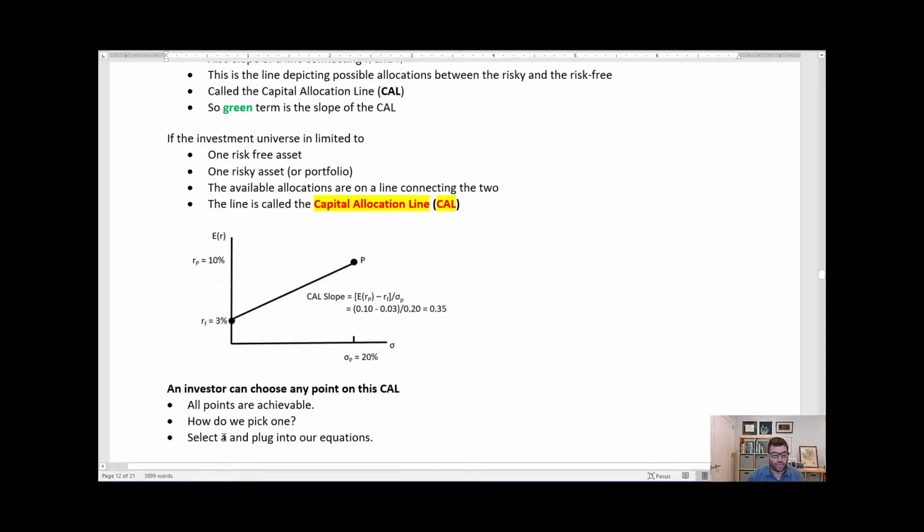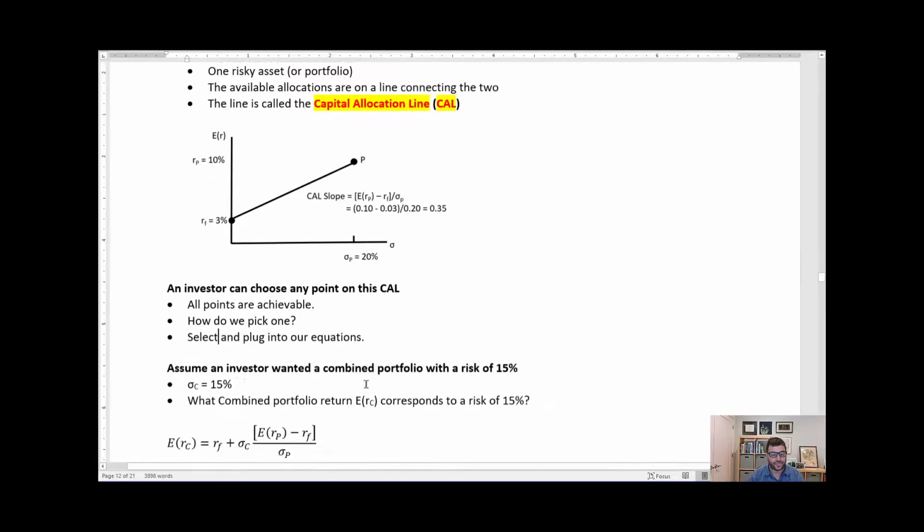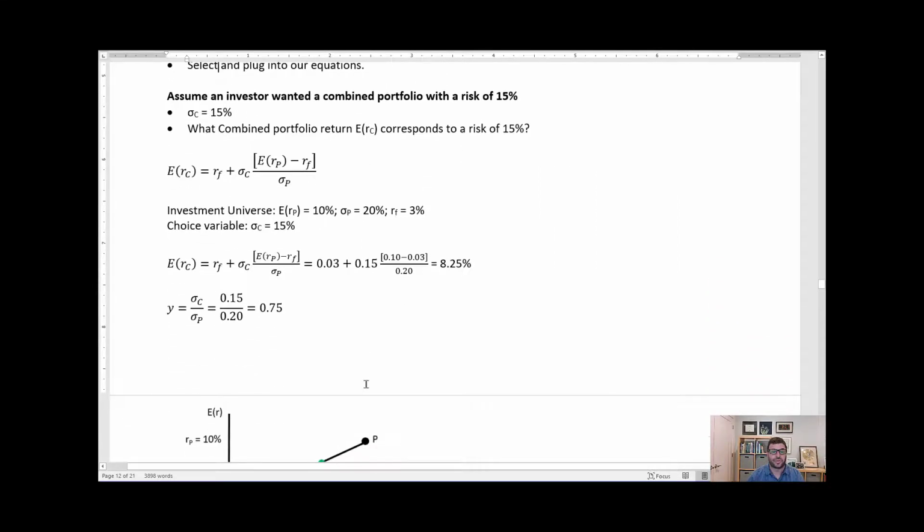And so what we're going to do is select a point and plug it into our equation. So let's assume an investor wants a combined portfolio with a risk of 15%. This isn't really how it's going to work, but for now, we'll just assume that we choose a risk and get a return, because it's our x-axis versus our y-axis. So our notation is sigma_c equals 15. What combined portfolio return corresponds to this risk?